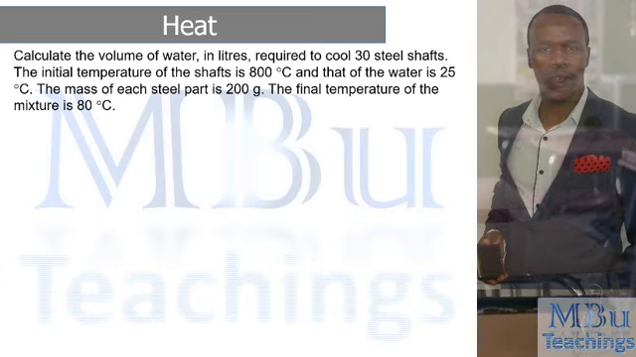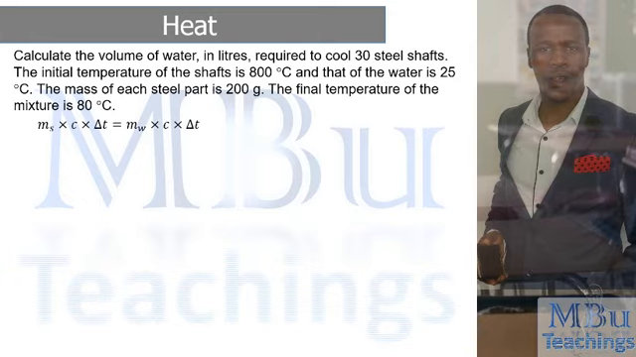Okay, let's read the question once more. Calculate the volume of water in liters required to cool 30 steel shafts. The initial temperature of the shafts is 800 degrees Celsius, and that of the water is 25 degrees Celsius. The mass of each steel part is 200 grams. The final temperature of the mixture is 80 degrees centigrade. So we are asked to calculate that volume of water. So this is the formula.